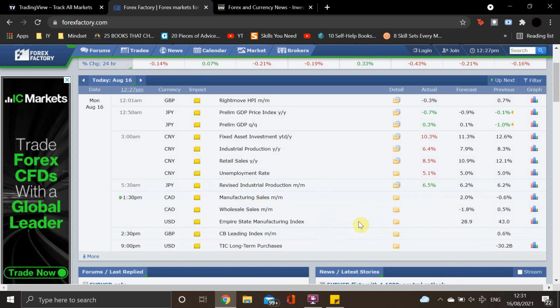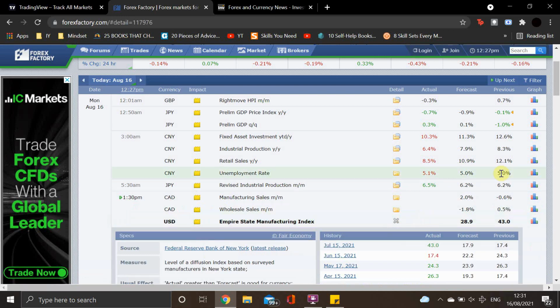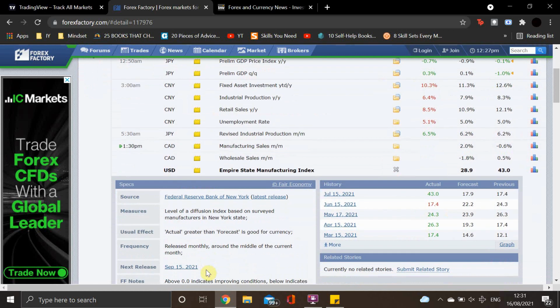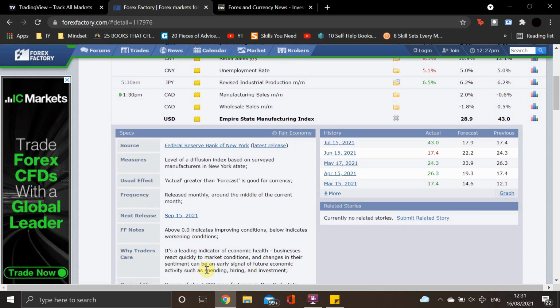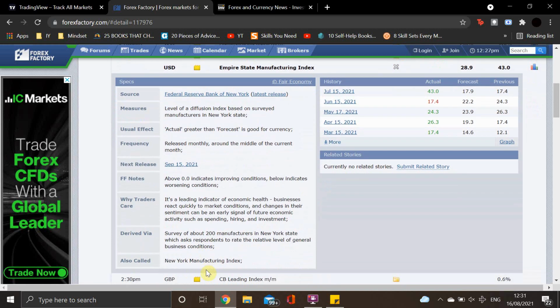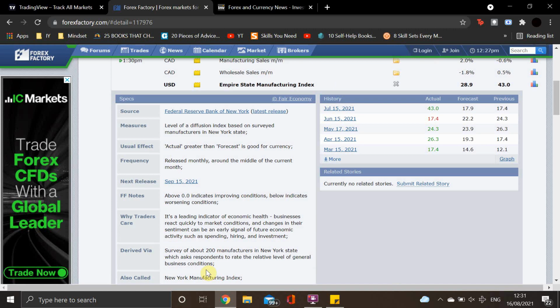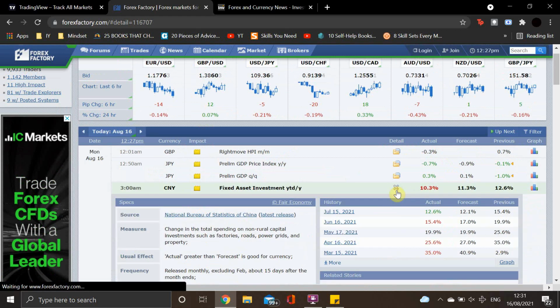Empire State Manufacturing Index, a diffusion index based on surveyed manufacturers in New York State. Why traders care? It's a leading indicator of economic health. Businesses react quickly to market conditions, and changes in their sentiment can be an early signal for future economic activity such as spending, hiring, and investment. Okay, interesting.